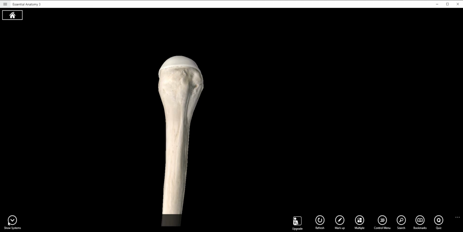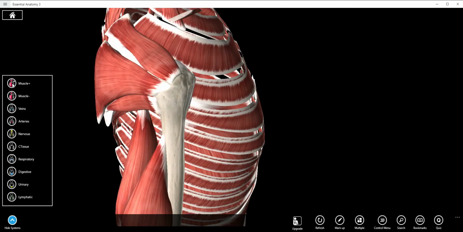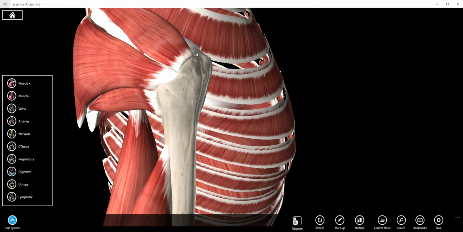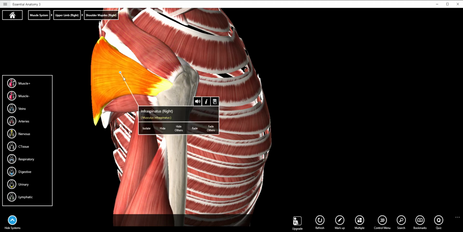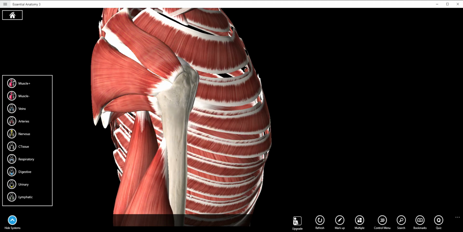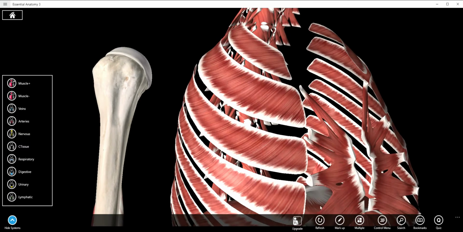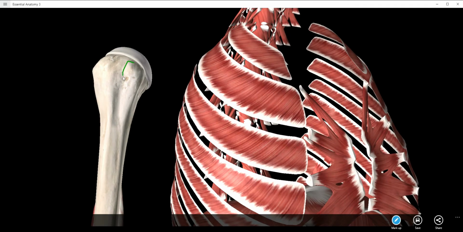Let's see if we can bring in muscles. There we go. So you see three muscle attachments to the greater tuberosity: supraspinatus, infraspinatus, and teres minor. And those attach to those facets, superior, middle, and inferior. Let's rotate here, and we can see the lesser tuberosity. It is quite a bit smaller.